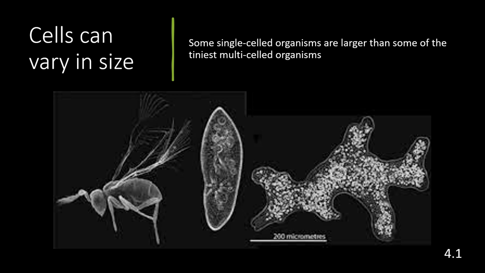Take a look at the organisms pictured here on this slide. On the left is the fairy wasp, one of the smallest species of insects. Insects are multicellular, so they're made up of many cells. Next to the wasp is a paramecium and an amoeba, which are both unicellular organisms. These images are to scale, meaning those single-celled organisms are larger than the multicellular wasp. Pretty incredible when you think about it.